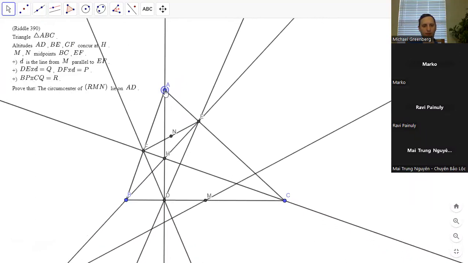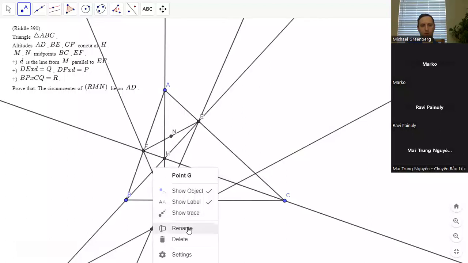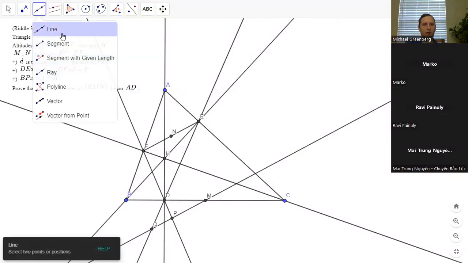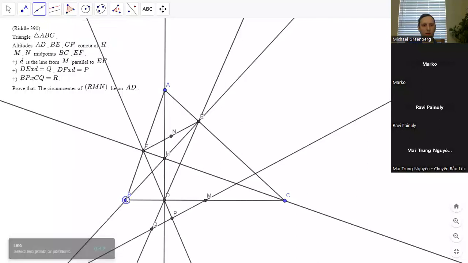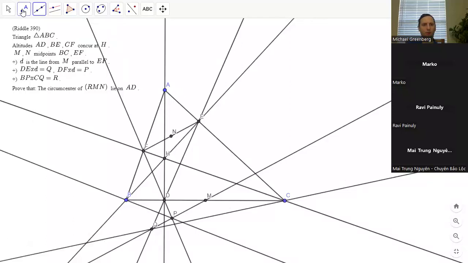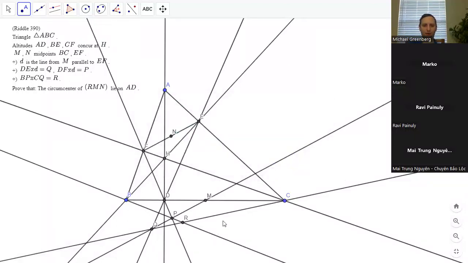Let's see if we can make that a little bigger of a triangle. So we have P and Q. That's P. And this is Q. And BP intersects CQ at R. And we want to show the circumcenter of RMN lies on AD, which is the altitude. So this is kind of a very random configuration, but interesting.